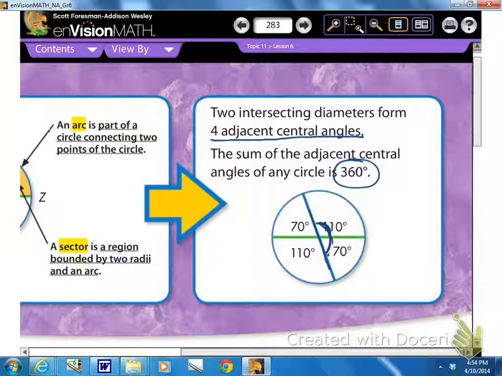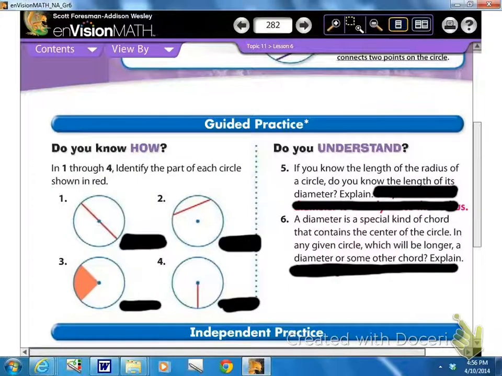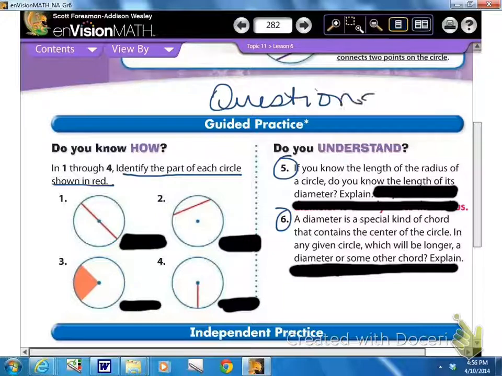All right, let's look back on page 282. I'd like you to go ahead and do the guided practice on page 282, 1 through 4. It says identify the parts of each circle shown in red, and then answer questions 5 and 6. And if you have any questions, bring them to class tomorrow, and I'll see you then.